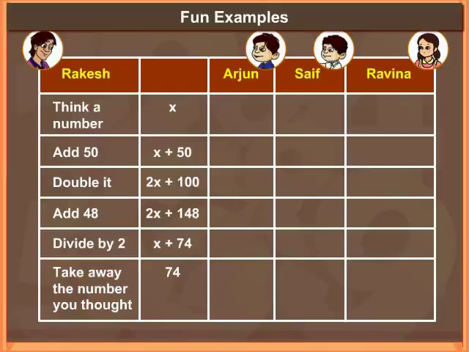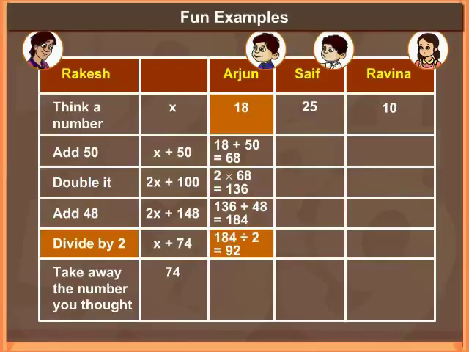Check out the answers obtained if Arjun had thought of 18, Saif had thought of 25 and Ravina had thought of 10. We see that Arjun had thought of 18, then added 50 to it and got 68, then doubled it, then he got 136, then added 48 to get 184, then divided by 2 and got 92. Now subtracted his number, that is 18, so he got 74.